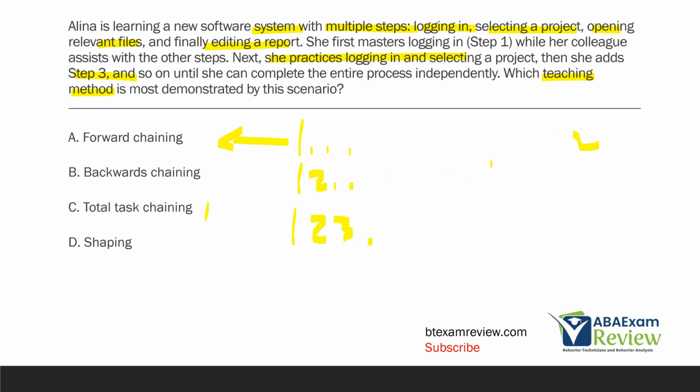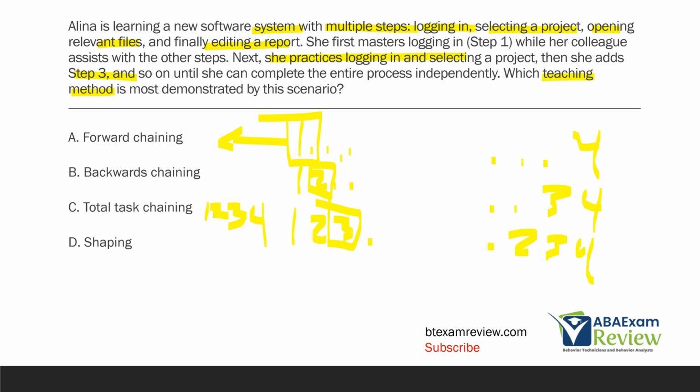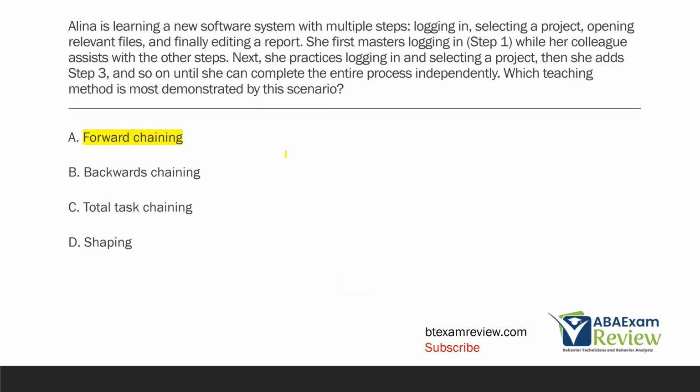Backwards chaining would be the opposite. We would be prompted 4. We would be prompted 3, 4, prompted 2, 3, 4, so on and so forth. Total task chaining is going to be the whole chain all at once. If we're starting with this first step and then gradually adding in as we go, teaching 1, 2, 1, 2, 3, and having them do it independently until they can do the whole chain, or we're starting with the beginning, it's clearly going to be forward chaining.